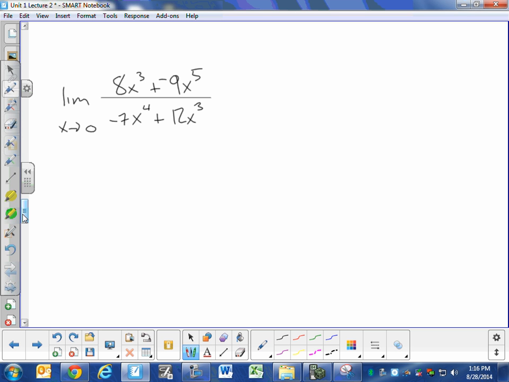Check with your neighbor, help your neighbor. This is a common problem seen on AP tests that deal with limits. It'll be just like this.